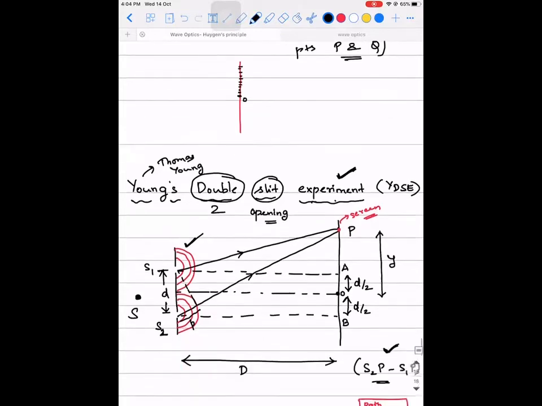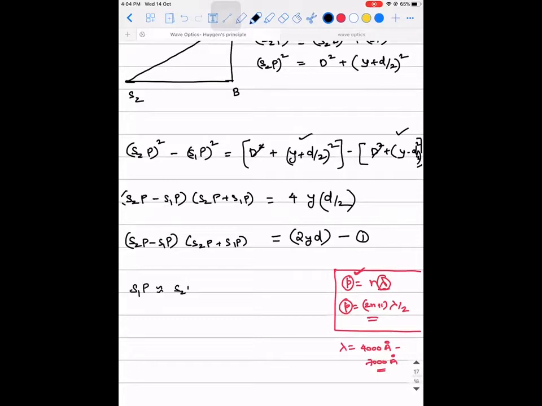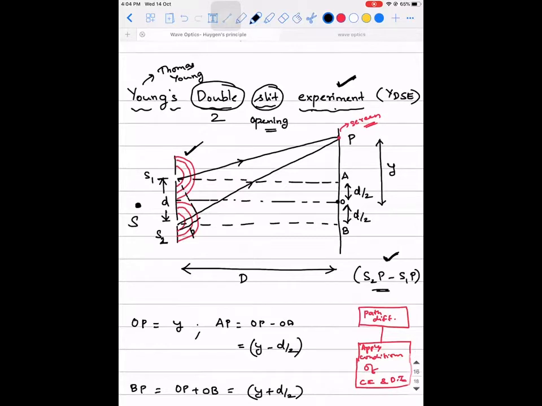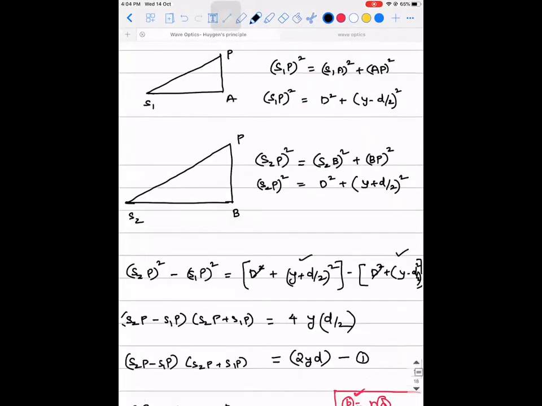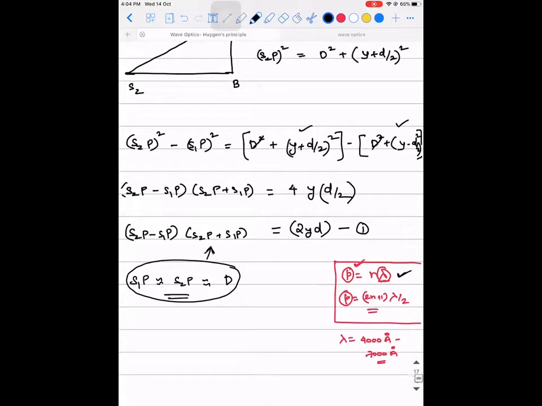Okay, when that is going to happen, the approximation that we are going to do here is S1P is approximated to S2P is also approximated to capital D. What I'm trying to say is this point P is very close, in such a way that the path difference between S1P and S2P is approximately negligible. So I'm going to use this condition only for the addition part. Okay, S1P is approximately equal to S2P is approximately equal to D. All these approximations are coming only because of this. Okay, so once I complete the derivation, you will understand. Remember, it should be used only for the addition part.